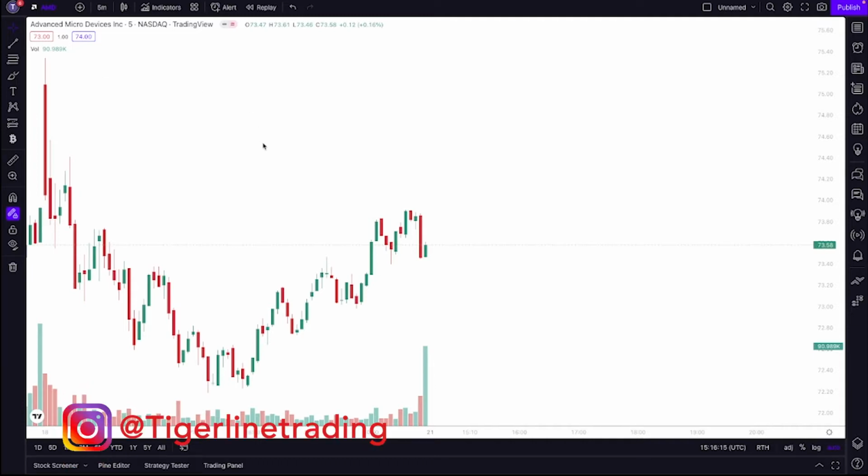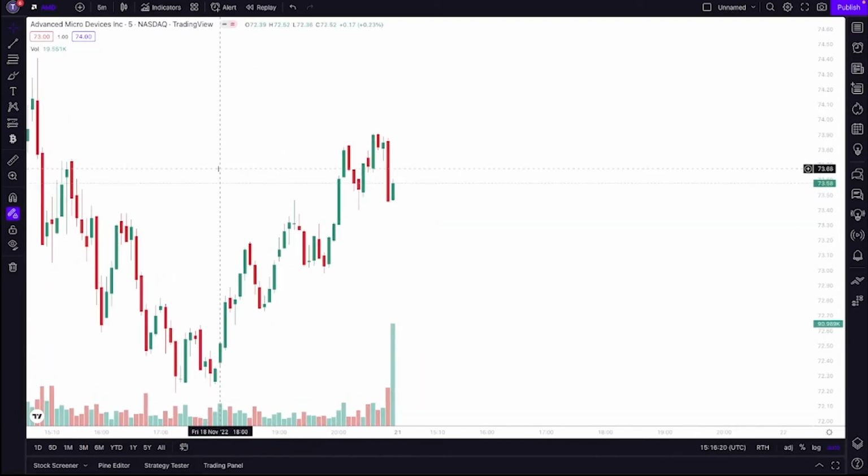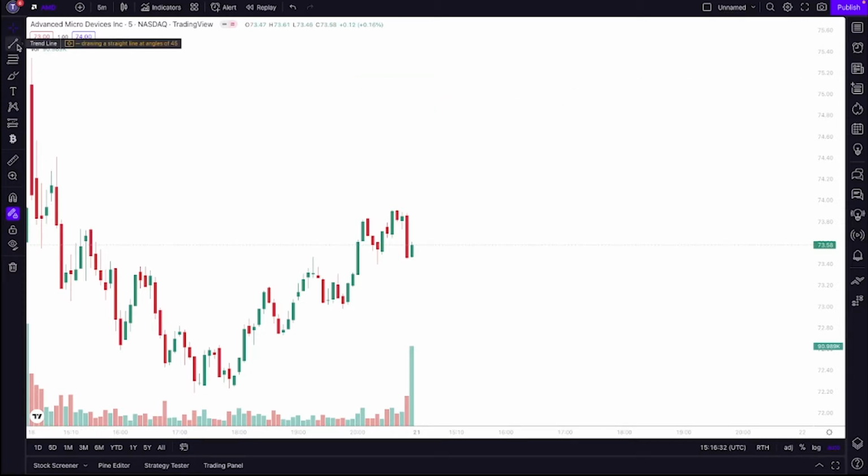So first I want to start off by saying the first step for anything when trading a stock is to understand market phases, and this is according to the Elliott wave theory, which you guys can research up on Google, or if you need any more examples, I'm willing to do another video on it.